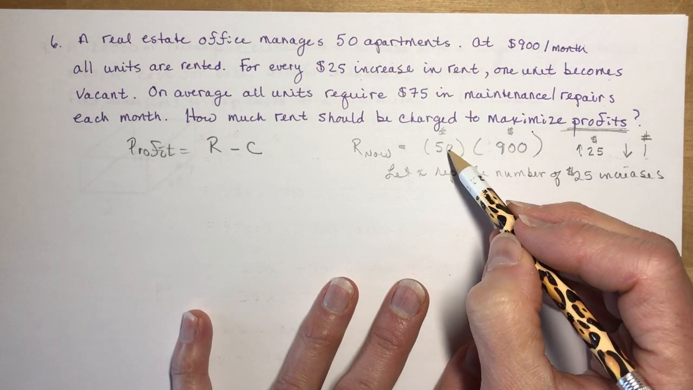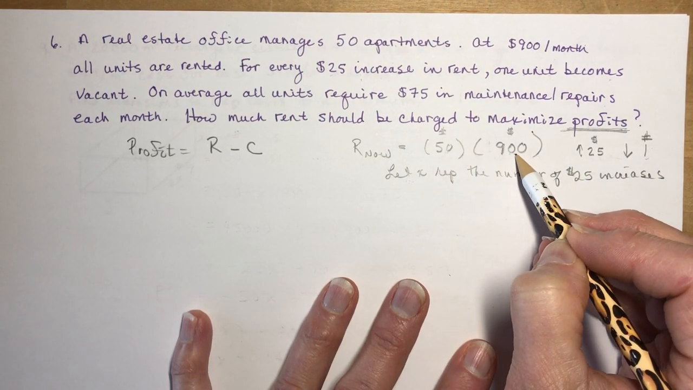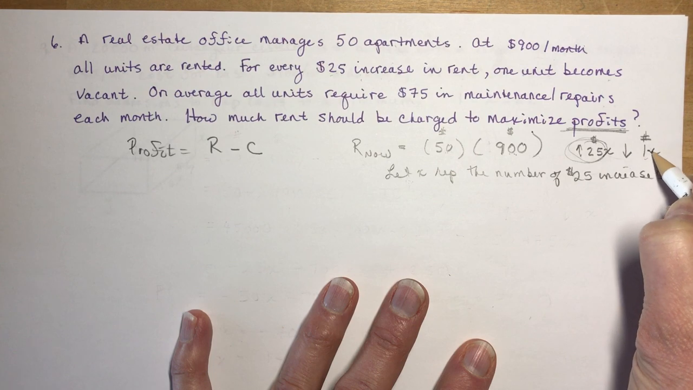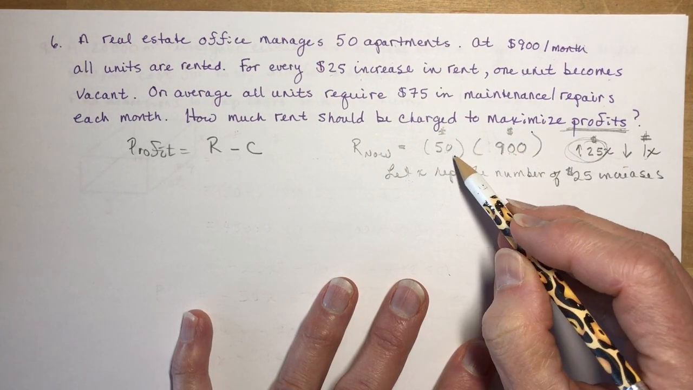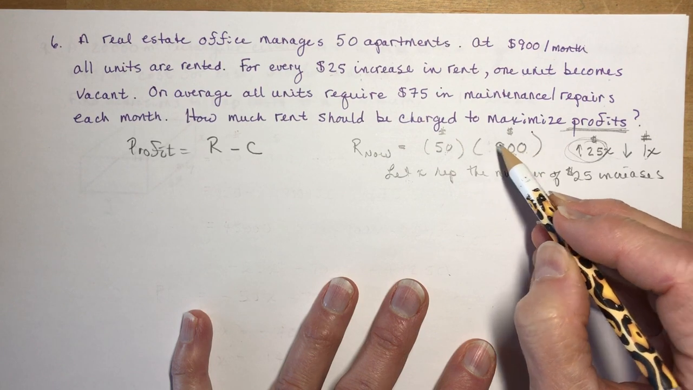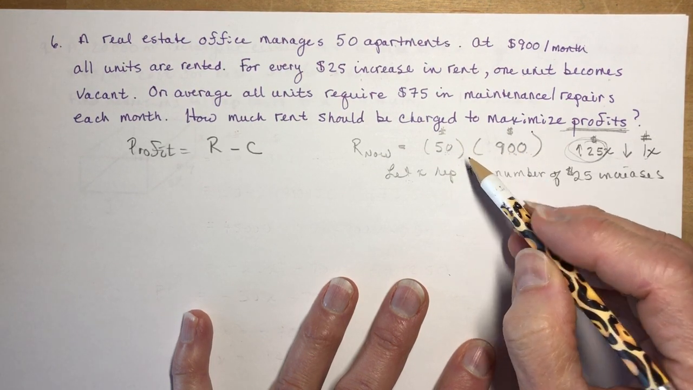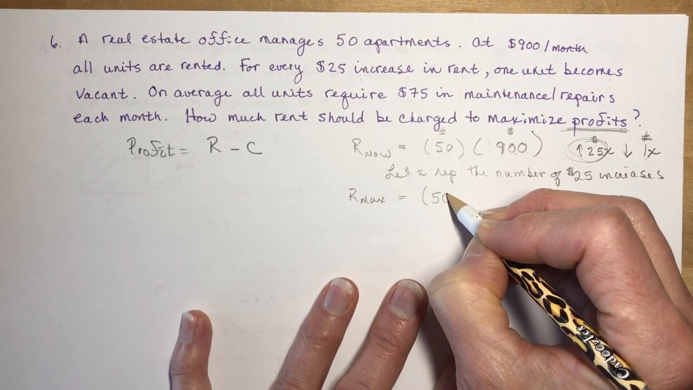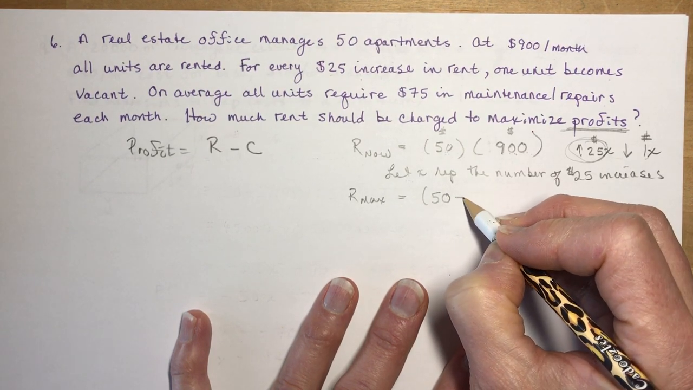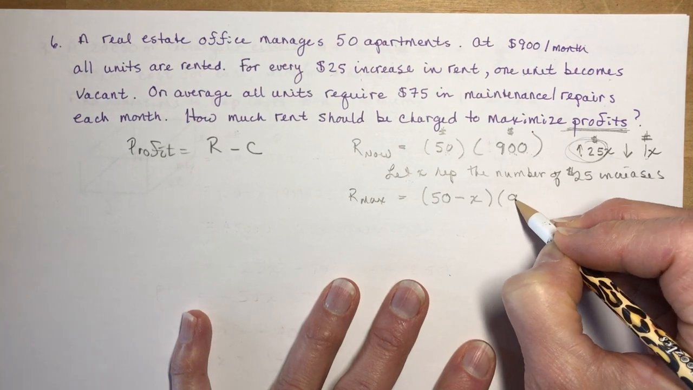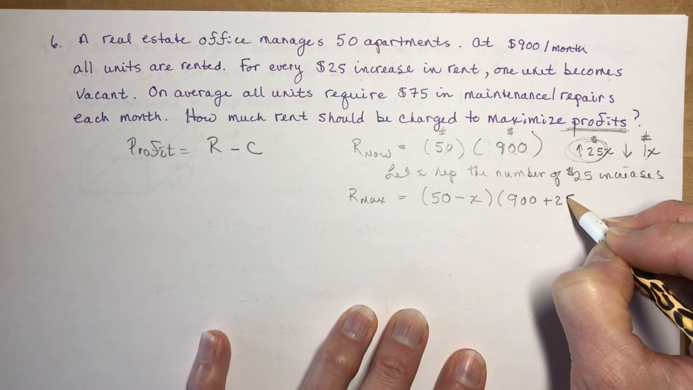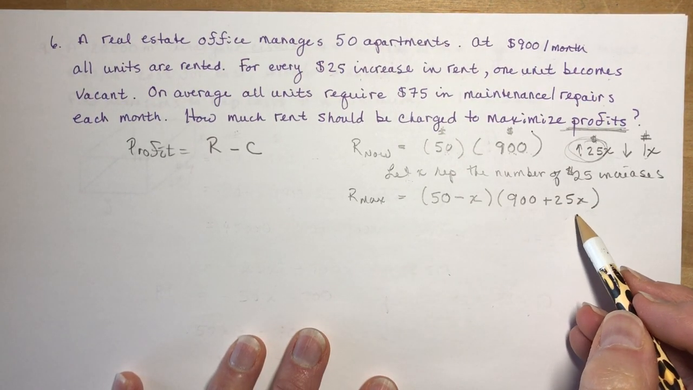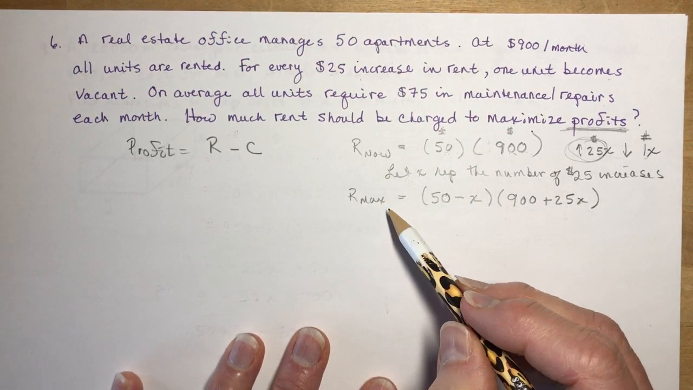So if I increase the rent here, so if the dollars go up, this is plus, and we're going to put an X with each one of these. If I go up $25, this goes down to 49. If I go up $50, this is going to go to 48, and so on. So you can see that I'm adding. So to maximize the revenue, I take 50 and I lose 1X every time I add 25X to the price. Okay, so this is your maximizing the revenue. And sometimes the questions that you have, that's all they ask you to do, right?